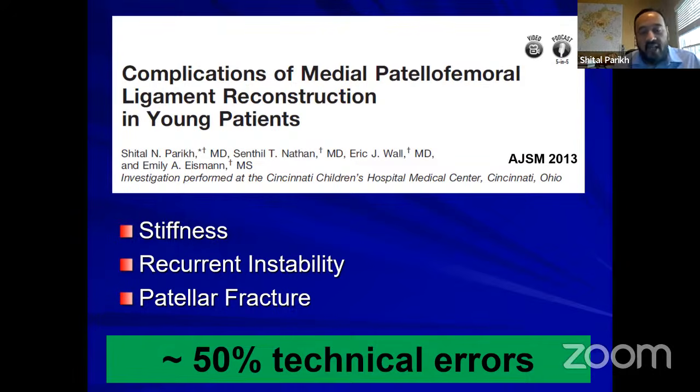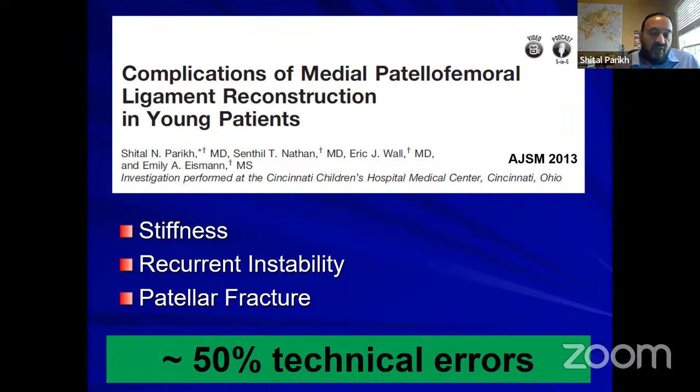When we looked at our complications, we noticed that 50% of the complications were technical errors and avoidable. But we were looking at our initial cohort when I started practice in 2008. I was just looking at the first 3 years of practice.